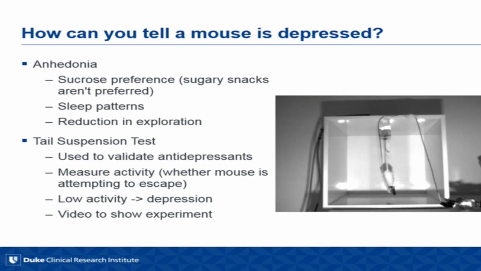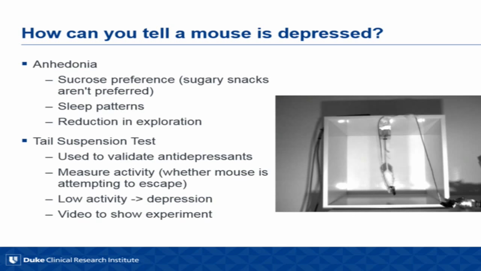So one of the common ways that's done is to measure something called anhedonia. Anhedonia is basically the lack of pleasure. So things that should be providing you pleasure, you're no longer experiencing pleasure. And so some of the simple ways this is measured is things like sucrose preferences. What this means is that mice typically prefer sugary snacks and sugar water. And if they're not preferring the sugar water, this is a sign that they're no longer enjoying it. So you can measure how much they prefer sugar water to normal water.